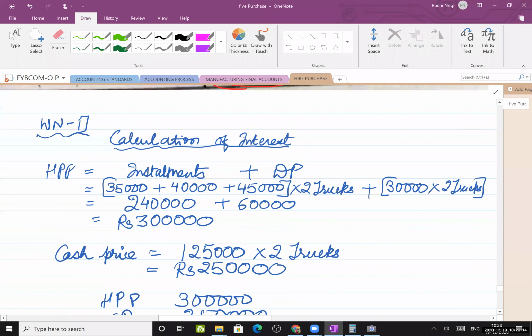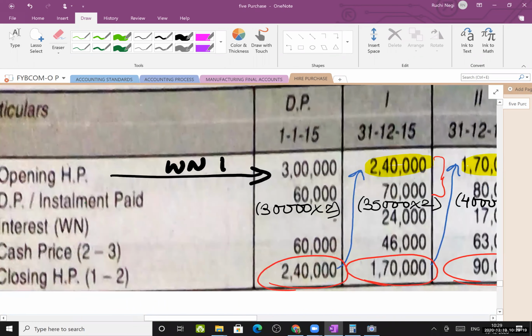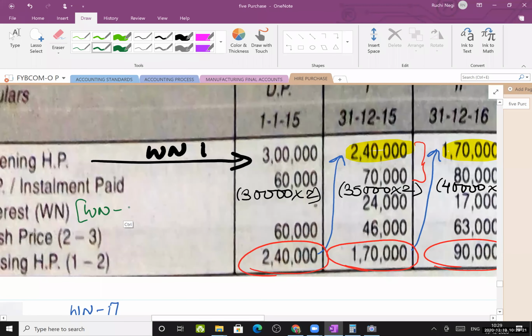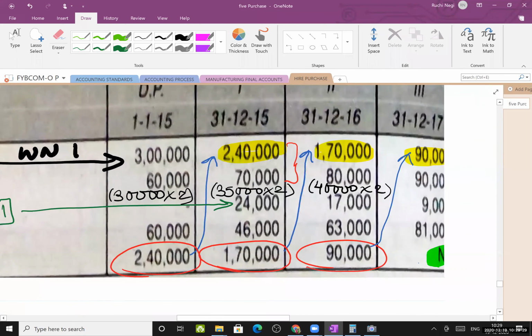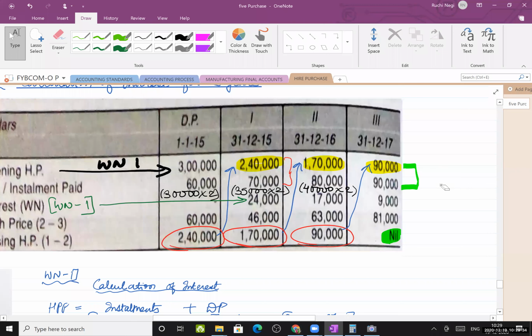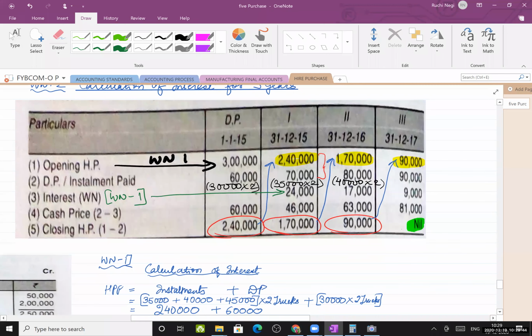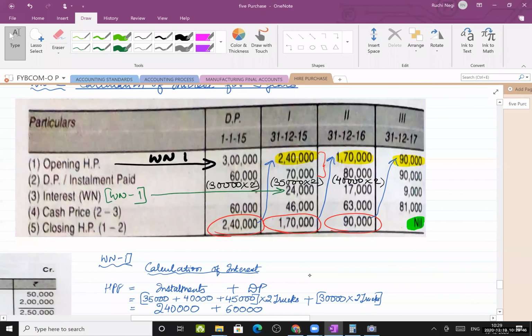So I'll substitute these answers here. So right here, working note number 1. See, 24, 17 and 9. Am I clear till here? समझ में आ रहा है? And then step 2 minus step 3 will give you the cash price. Simple. ठीक है?